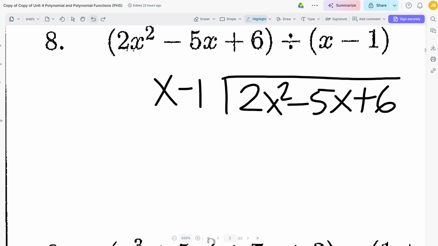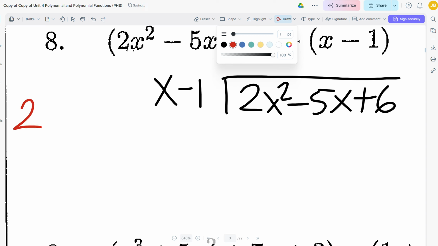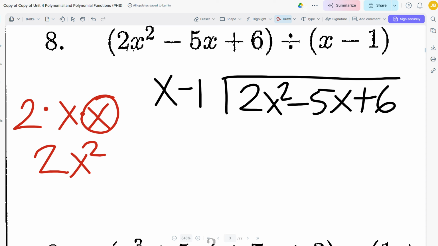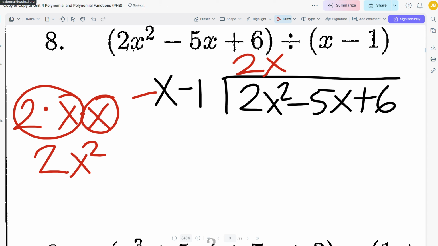So let's go ahead and think opposite side, different color. Well, I know I have to multiply by 2 times x. That's going to give me 2x, but I want to make it to the power of 2, so I would have to multiply by another x. So 2 times x would result in 2x squared. Now I don't need 2 x's, I just have that one there. So I need to multiply by 2x, so that's what I'm going to put right above my numerator.